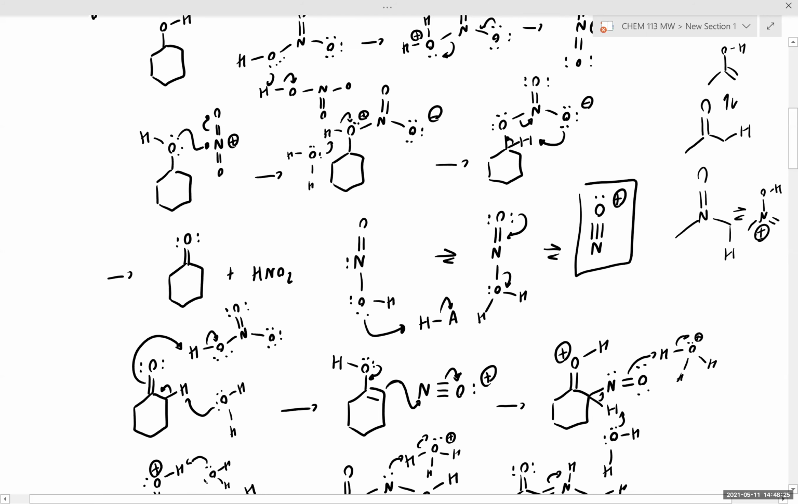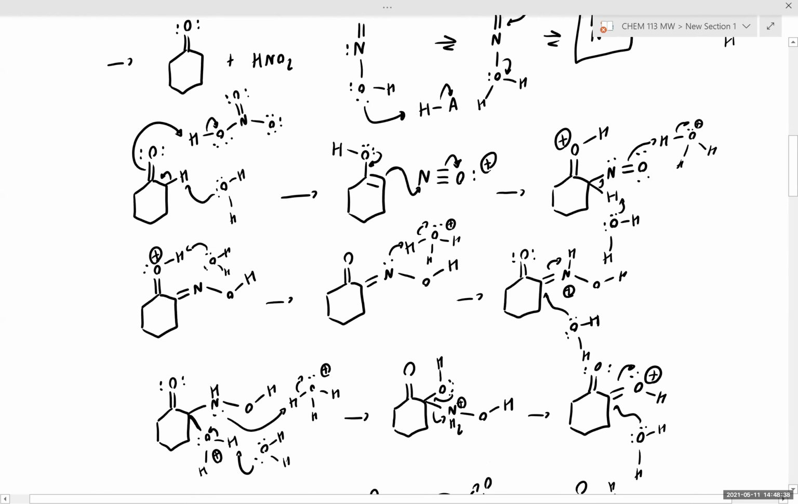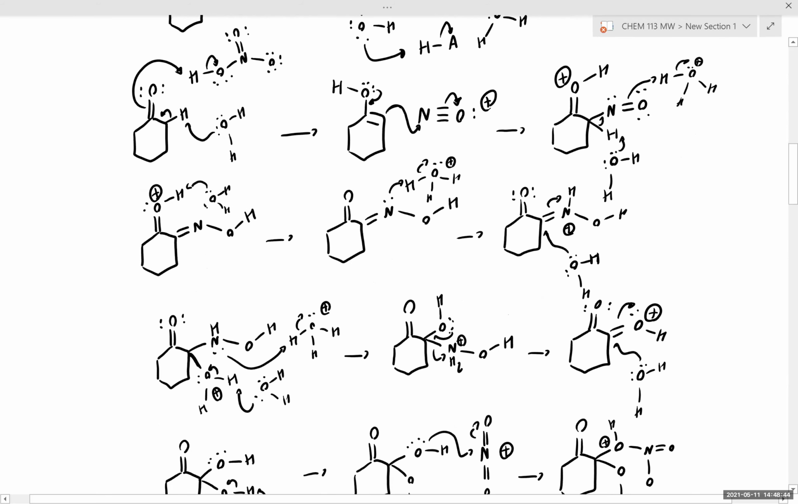Okay, so tautomerization gives the following imine. And just like any other imine functionality, we can protonate this imine and hydrolyze this imine to generate the diketone. Does that idea make sense?